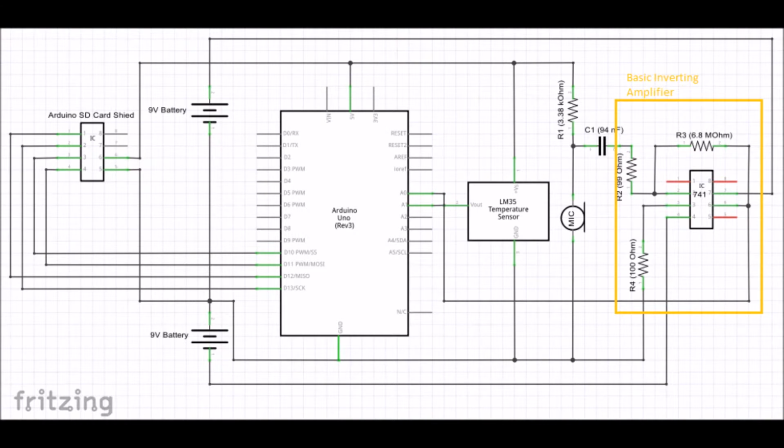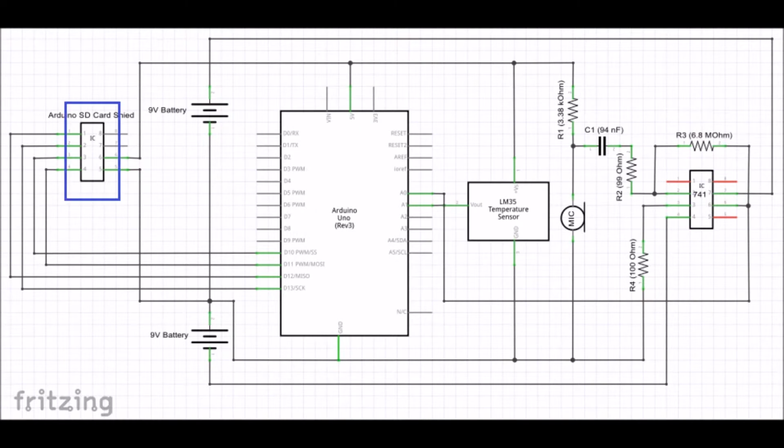The signal comes in here and is outputted here. The amplification is a ratio of the feedback resistor here over the input resistor right here. This output signal gets taken to the analog input on the Arduino. Once the Arduino code processes the signal, it gets outputted into the SD card for storage. Now we'll see what the Arduino does with the signal.